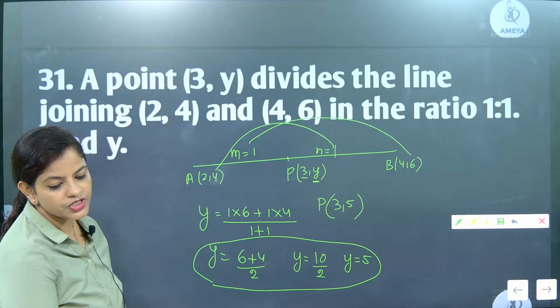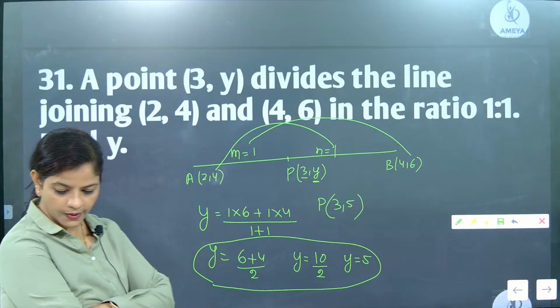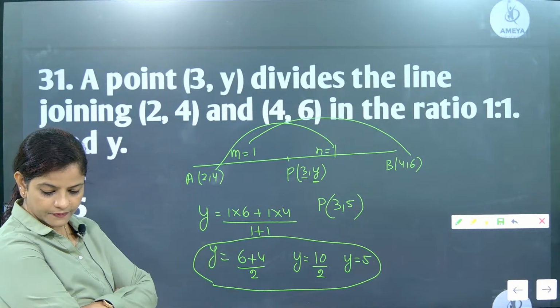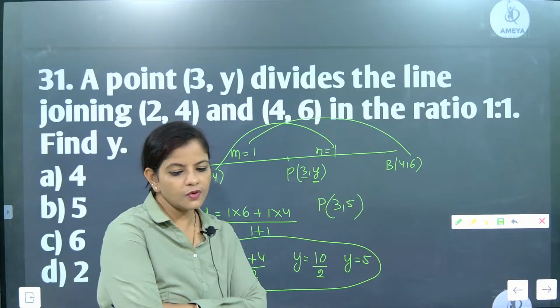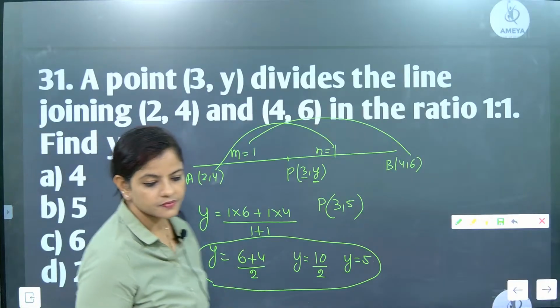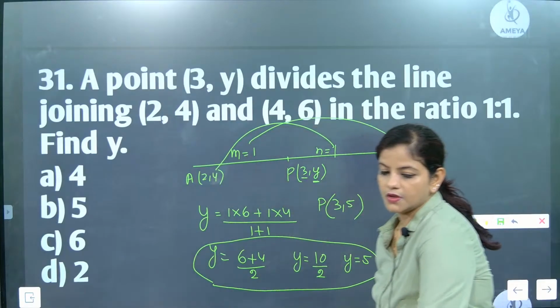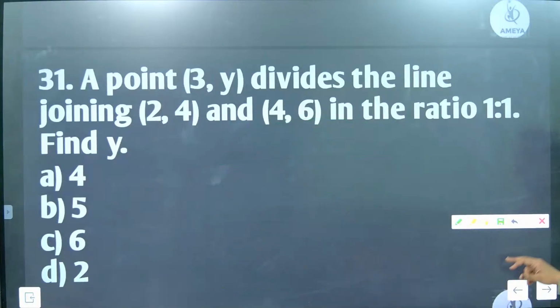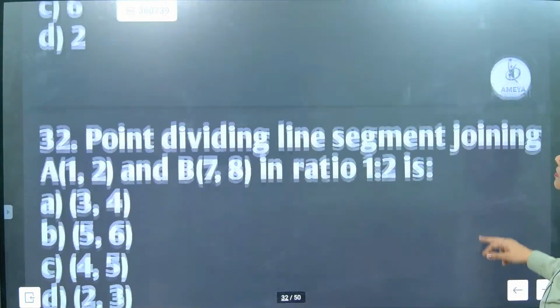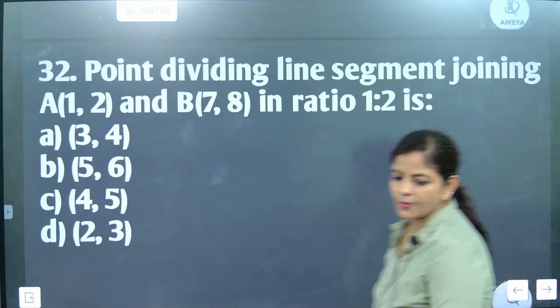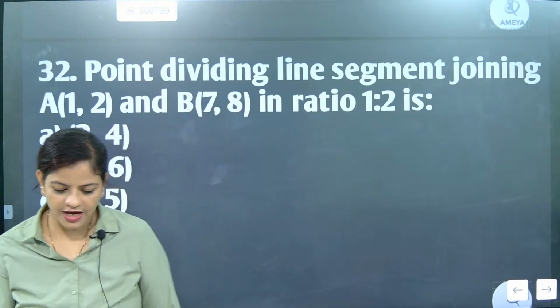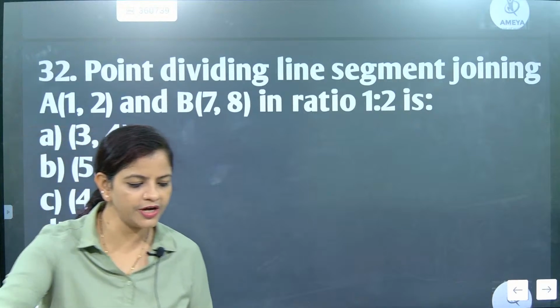Shall we go for the next question, please? Come on, go for this question. The point dividing the line segment joining A and B in the ratio 1:2. Everyone solve it. Come on, do it as fast as possible and give me the point, please.